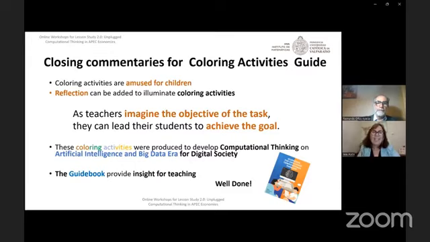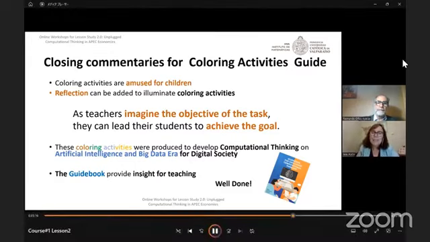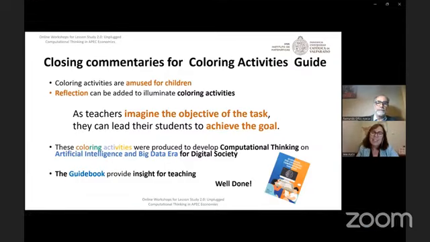Coloring activities are a must for children. Reflection can be added to enrich coloring activities. As teachers imagine the objective of the task, they can lead their students to achieve the goal. These coloring activities were produced to develop computational thinking. The tasks in this book improve the understanding and confidence in solving math problems. The guidebook provides insight for teaching.